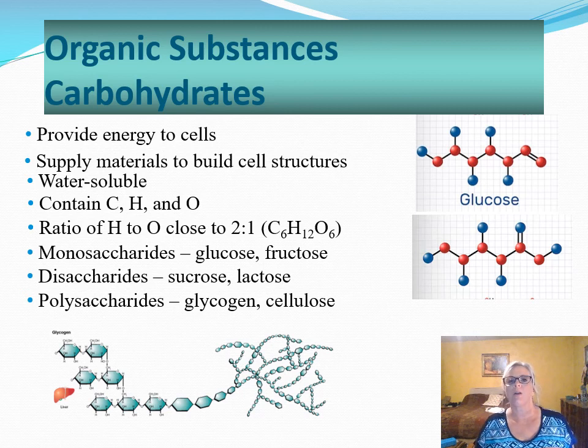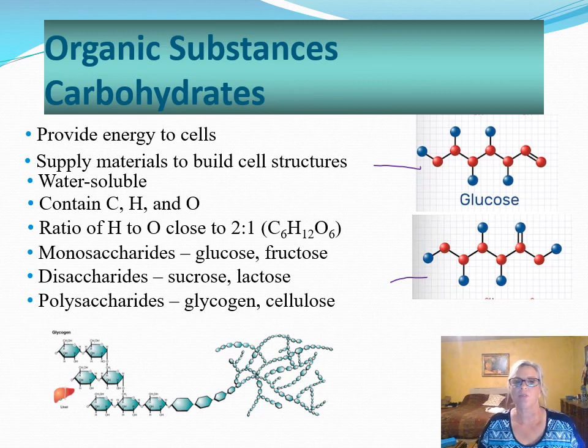We have a monosaccharide. A saccharide means sugar. Mono means one. So these are going to be your simple sugars. That's going to be things like glucose and fructose. And this is a picture of glucose over here. And this is fructose. So you can see they're very similar. And they are one molecule. Okay, one sugar. These are very simple, easy for your body to break down and use.